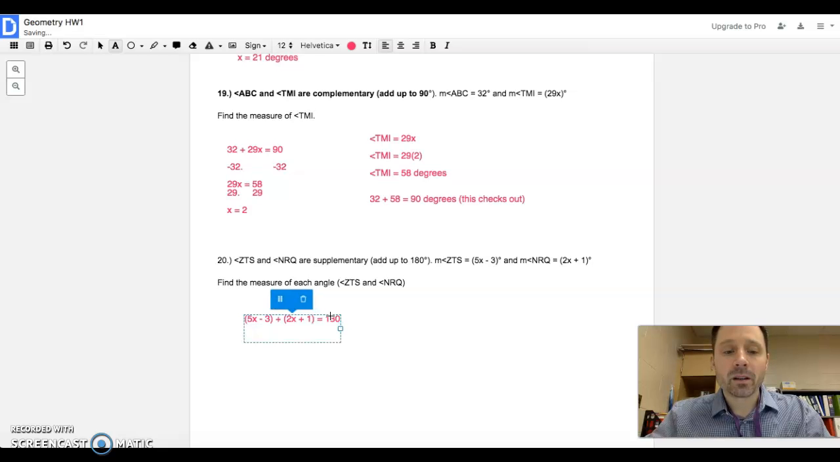Now, the next thing you're going to do is combine like terms, and then you're going to try to solve for each missing angle from there. So I hope this helps.